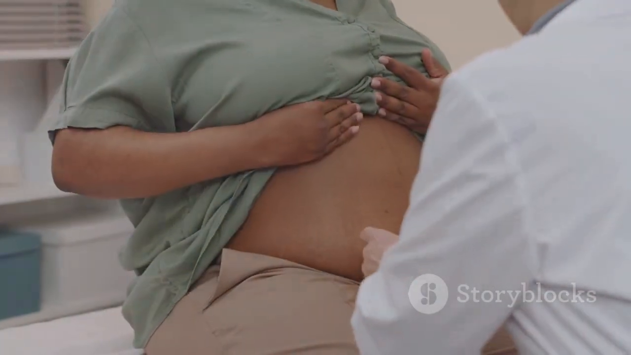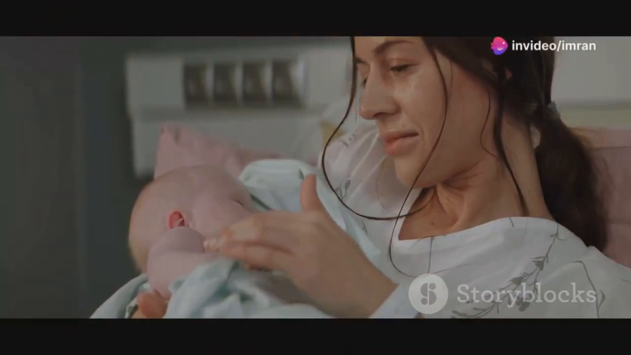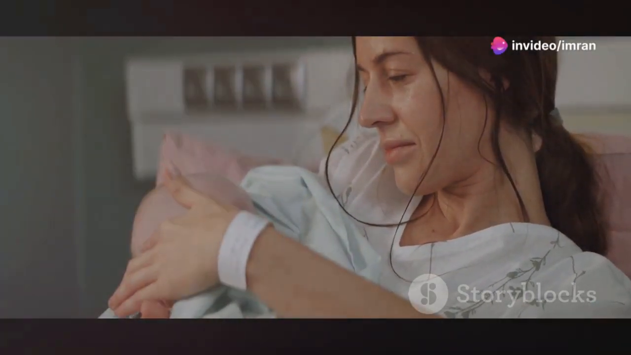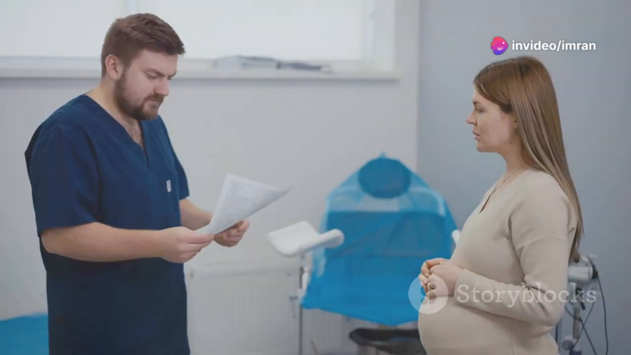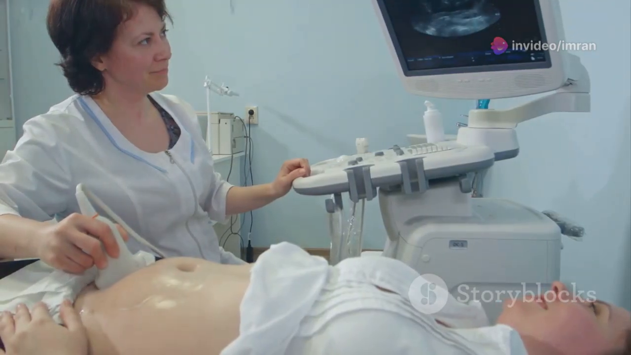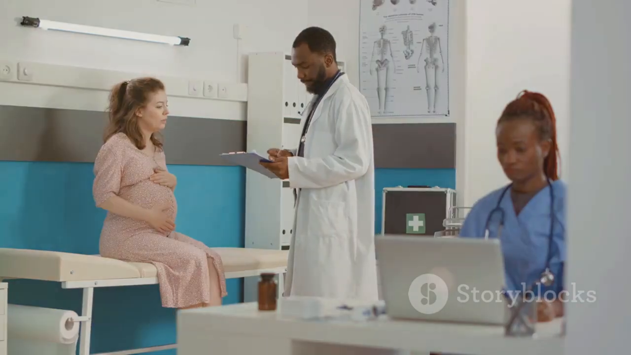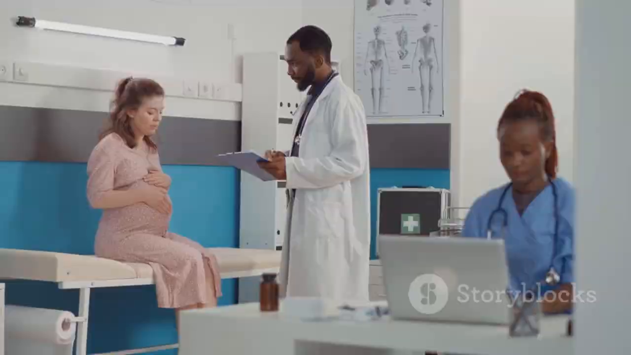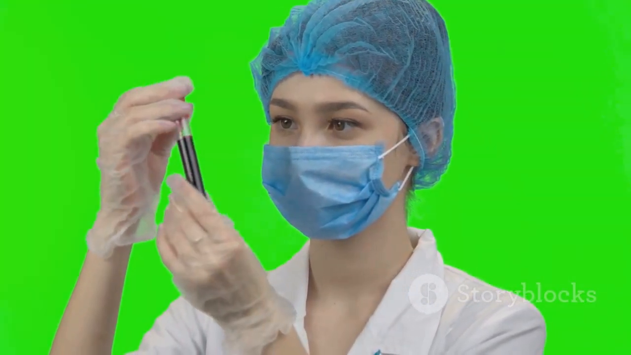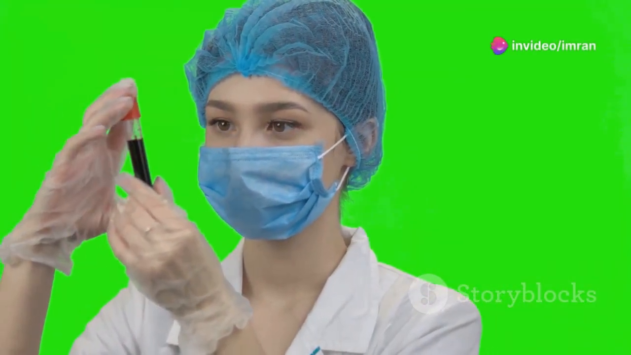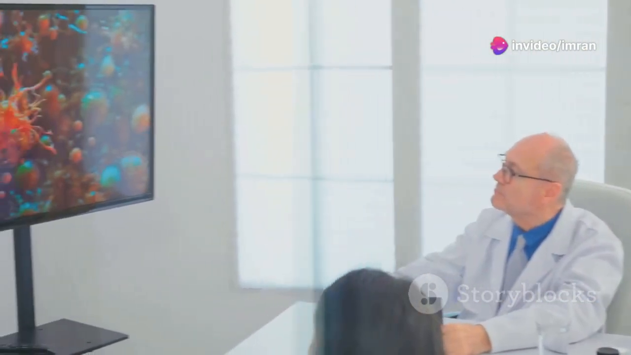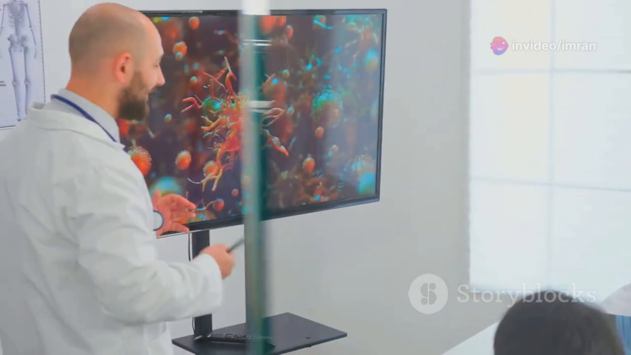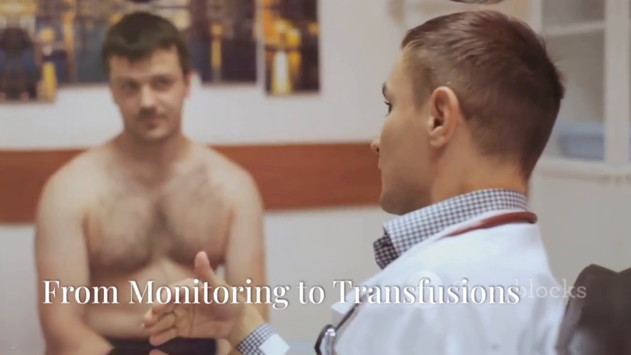This includes around 28 weeks of pregnancy, within 72 hours after the birth of an Rh-positive baby, after a miscarriage or abortion, after amniocentesis or chorionic villus sampling, and after any bleeding during pregnancy. RhoGAM works by binding to any Rh-positive blood cells that may have entered the mother's bloodstream. This prevents the mother's immune system from recognizing the Rh factor and producing antibodies.